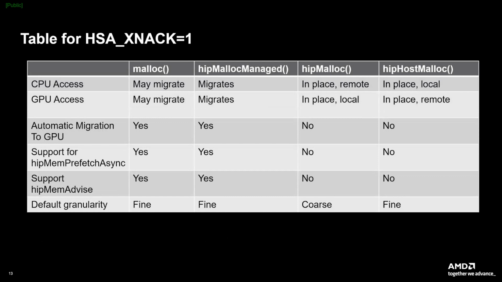So with HSA XNACK turned on, set equal to 1 in the environment, you'll see all the memory starts to migrate from any of these cases. So HIP malloc and HIP malloc managed, you'll see it's migrating between the CPU and the GPU. It's done automatically. And the memory that gets returned is fine grain.